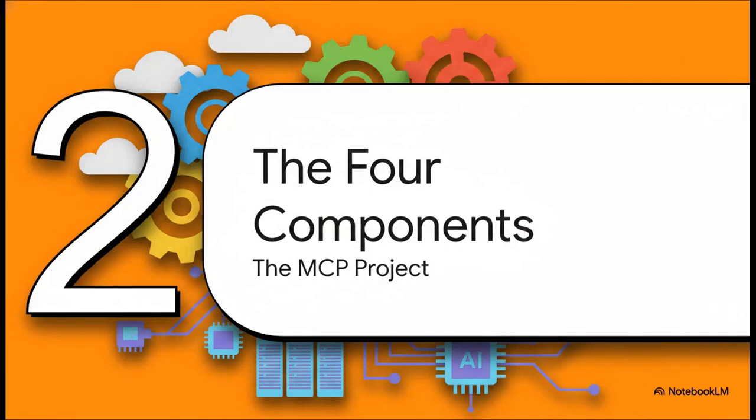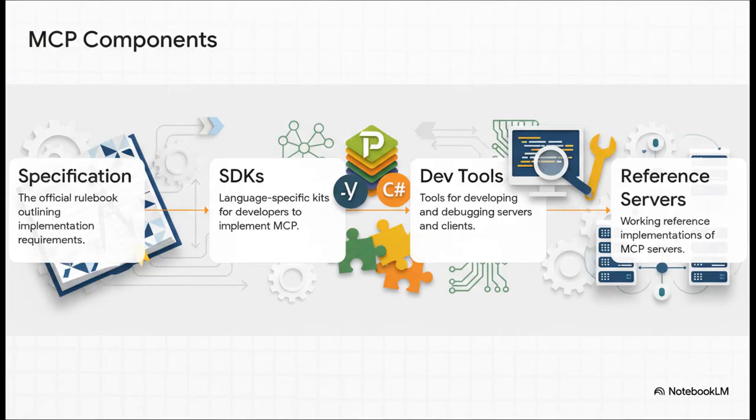But here's the thing. MCP isn't just some idea on a whiteboard. It's a whole project, and it's designed from the ground up to make this connection not just possible, but actually easy for developers to use. It's built on 4 key components. So first up, you have the specification. That's the official rulebook, right? It lays out exactly how everything needs to communicate.